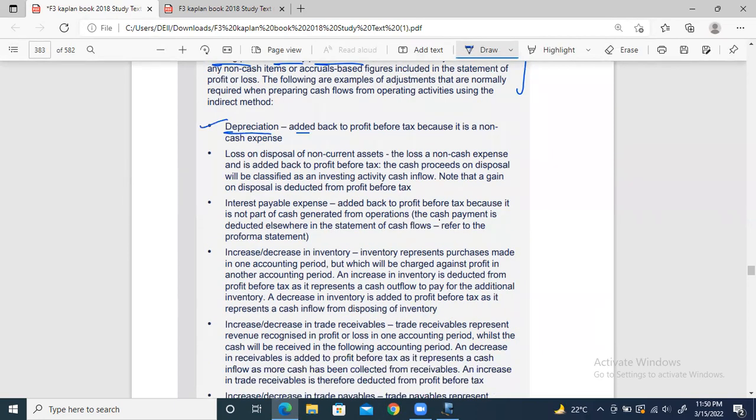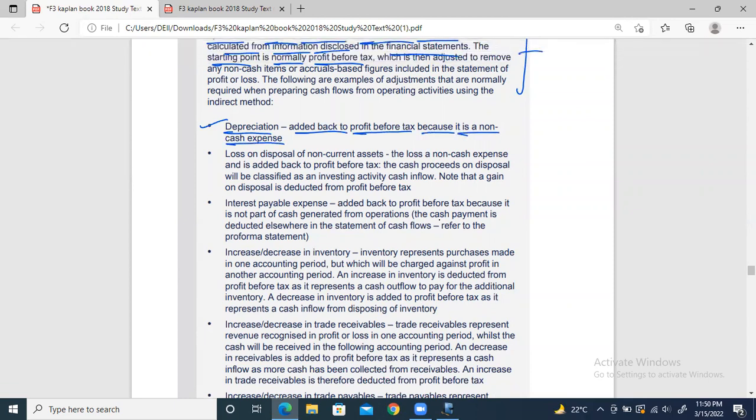Depreciation. This is added back to profit before tax because it was a non-cash expense. I told you, everything which was deducted from profit, when calculating the cash flow we have to add back. Loss on disposal, I also explained this. This is also deducted in profit, so we add it back in this cash flow. Interest payable as well is added back to profit because it is not part of cash generated from operations. The cash payment is deducted elsewhere in the cash flows.